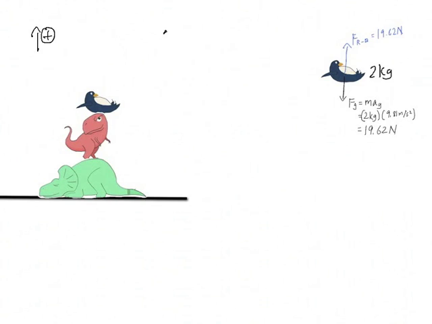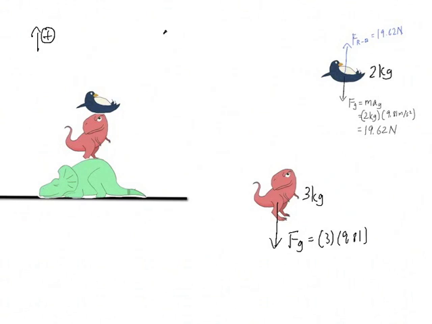Now, we're going to move on to the red dinosaur. This guy's a little trickier. Let's just say he has a mass of 3 kilograms. And so naturally the weight force can be calculated pretty easily. And don't forget, we also have the penguin's weight exerting a force on the red dinosaur. Blue's exerting a force on red. Now, conceptually, here comes the really tricky part. What do we call that force? What do we call this force?